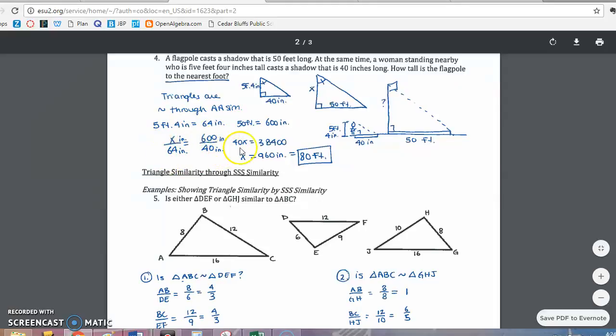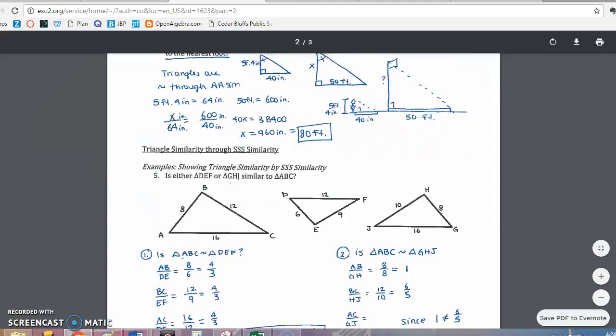I cross multiply, I get 40x equals 64 times 600, which is 38,400. Divide both sides by 40, and I get x equals 960 inches. And the question asks how tall the flagpole is to the nearest foot, so I'm going to convert that to feet by dividing by 12, because there are 12 inches in a foot, and I get 80 feet. So that's my answer.